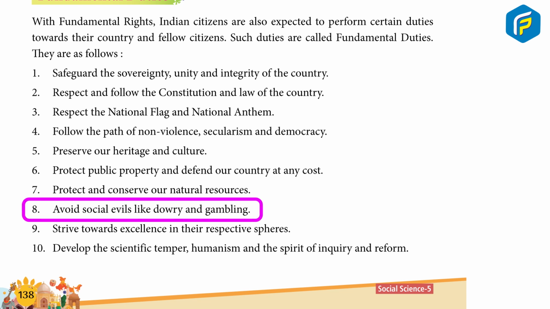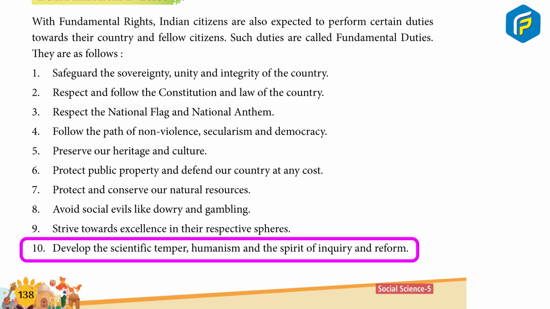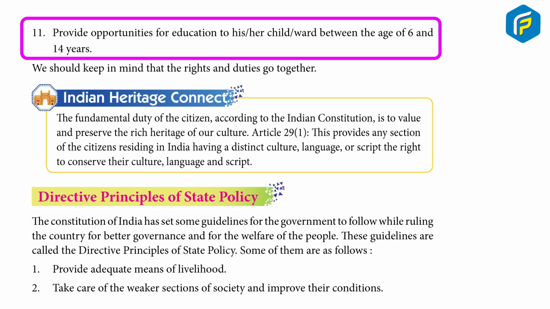8. Avoid social evils like dowry and gambling. 9. Strive towards excellence in their respective spheres. 10. Develop the scientific temper, humanism and the spirit of inquiry and reform. 11. Provide opportunities for education to his/her child or ward between the ages of 6 and 14 years.